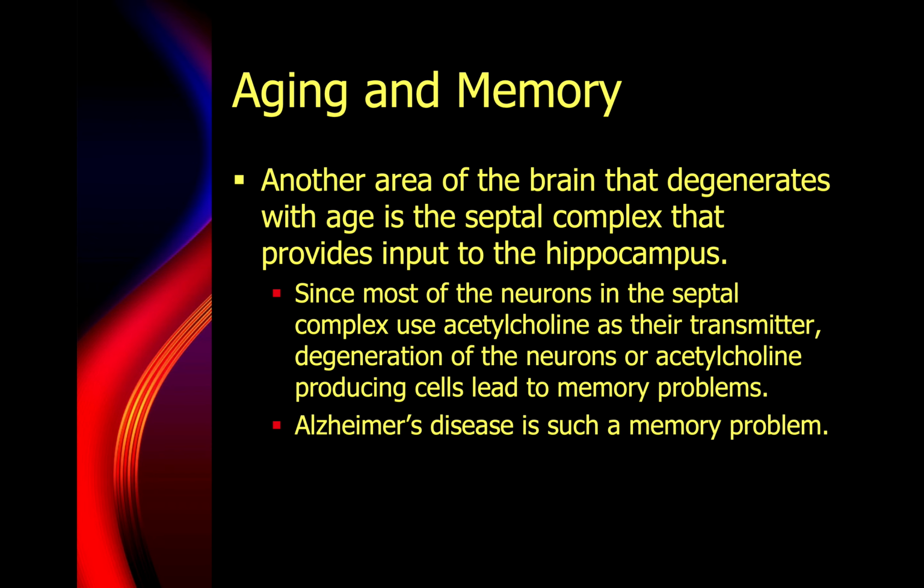Another area of the brain that degenerates with age is the septal complex that provides input to the hippocampus. Since most of the neurons in the septal complex use acetylcholine as their transmitter, degeneration of the neurons or acetylcholine-producing cells leads to memory problems. Alzheimer's disease is such a memory problem.